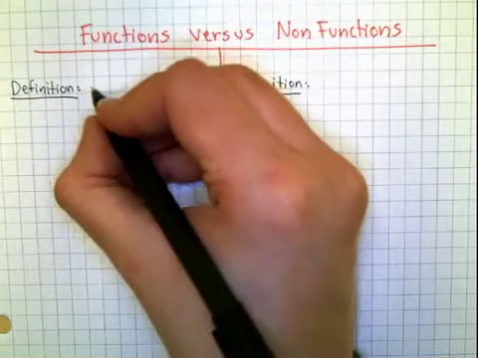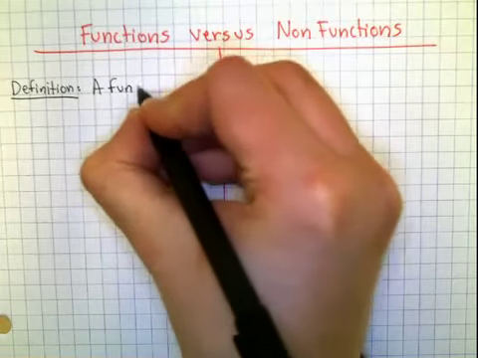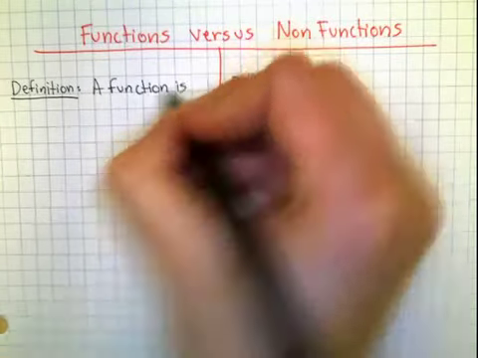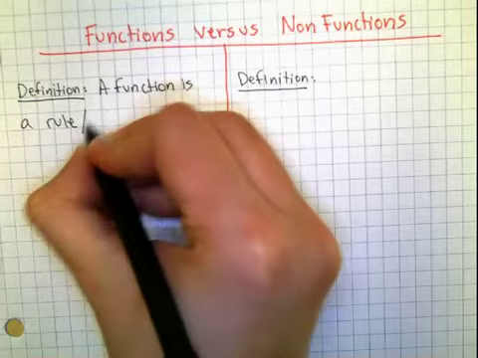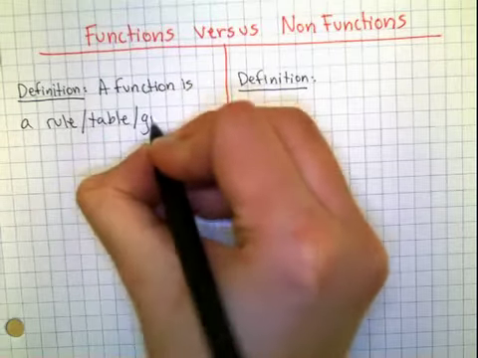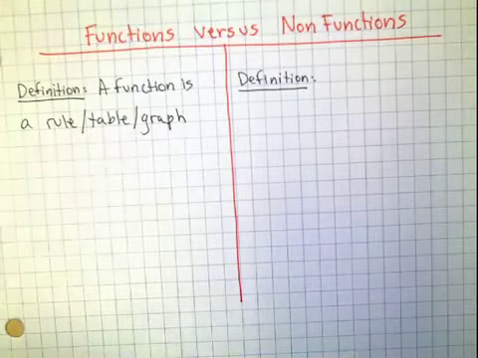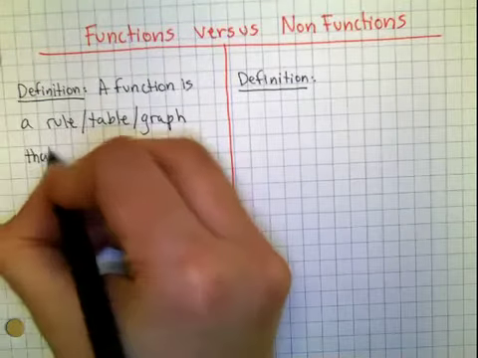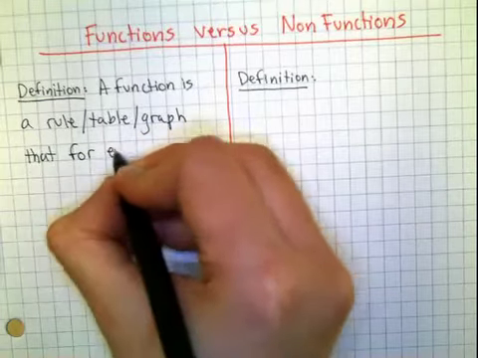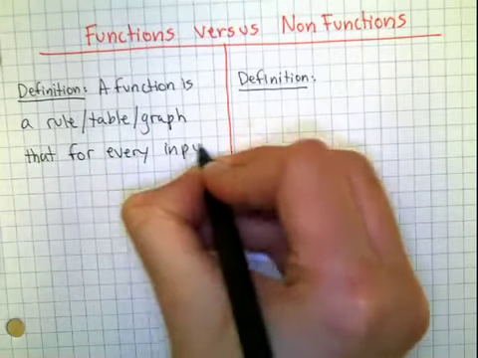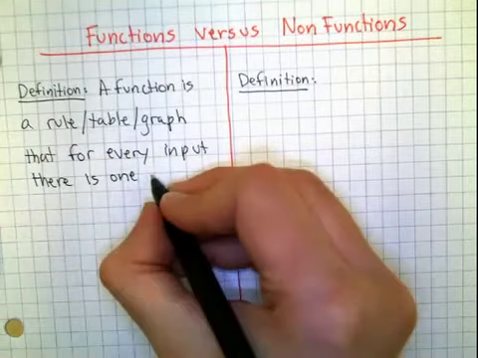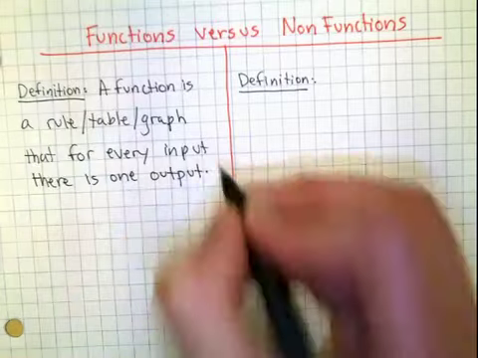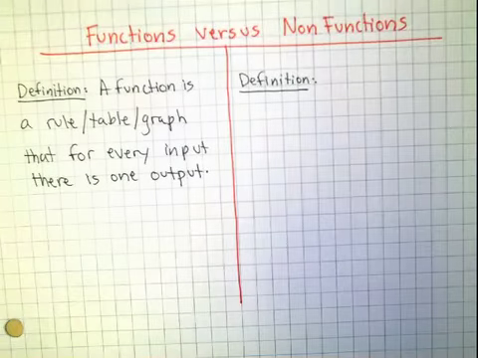So we're going to write this out. A function is a rule, table, and graph, because those are the three things that we practice a lot of. A function is a rule, table, and graph that for every input there is one output. For every input, there is one output. So that is our definition. A function is a rule, a table, or a graph that for every input, there is one output.